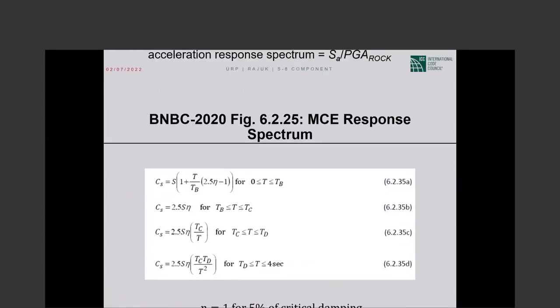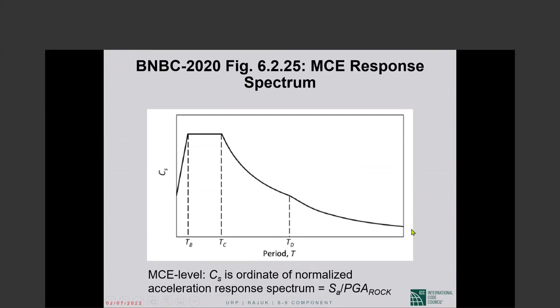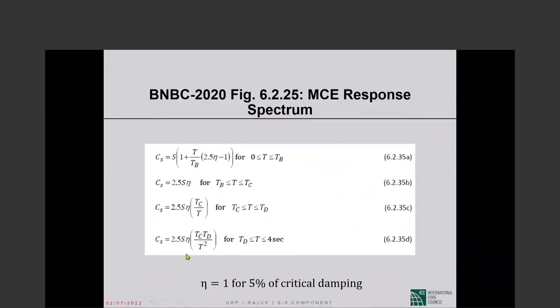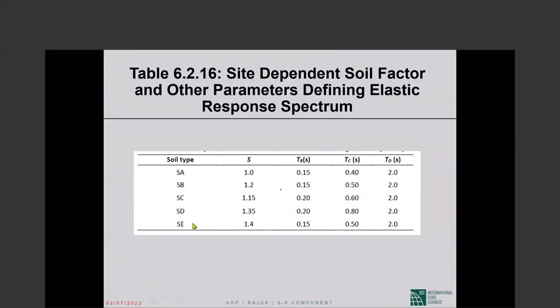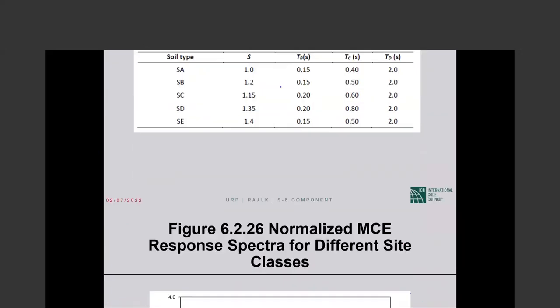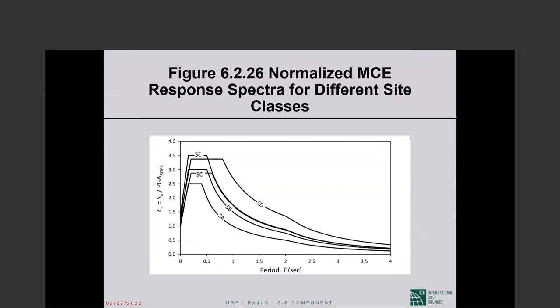So this is the generalized spectral shape. These are the equations of the various branches of that generalized spectral shape. And then this table gives us the numbers to go into those formulas for various site classes and so forth. So when we put the values in the table into the equations for the spectra, we get the spectra for the various site classes, and this is what they look like.